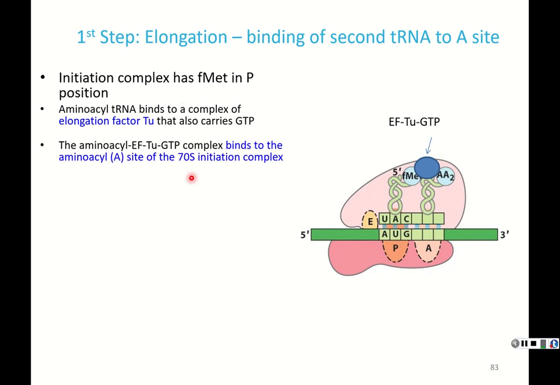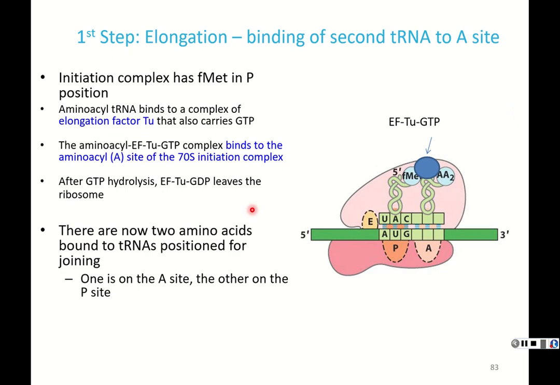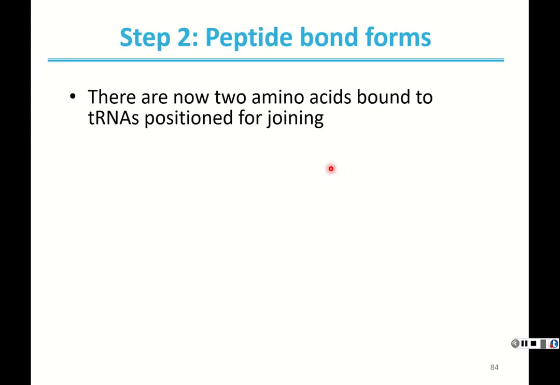It is in the A site. Okay, GTP gets hydrolyzed, and then that EF2 GDP leaves the ribosome. Okay, there are now 2 amino acids bound to tRNAs positioned for joining. One is in the A site, the one that just came in, and the other that had been there before is at the P site. Right, so that loads it.